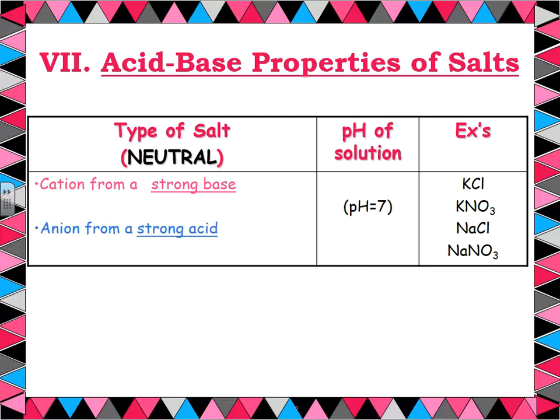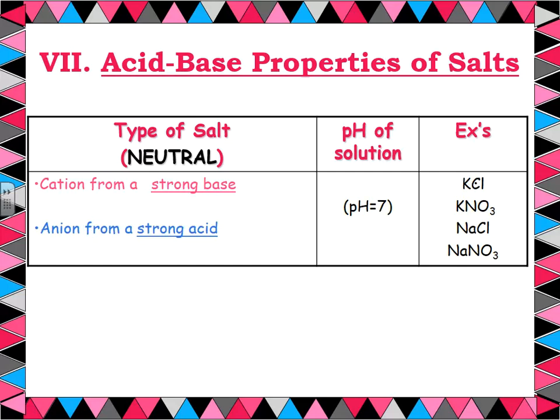So neutral salts. Neutral salts come from, the cation comes from a strong base, and the anion comes from a strong acid. The pH of a neutral salt will be 7. So here are some examples of some neutral salts. Now, it is always true of any salt: the cation of the salt came from the base, and the anion from the salt came from the acid. If the salt's cation and anion both came from a strong base and strong acid, then that means it's a neutral salt. Sort of like their strengths cancel out and neutralize one another.